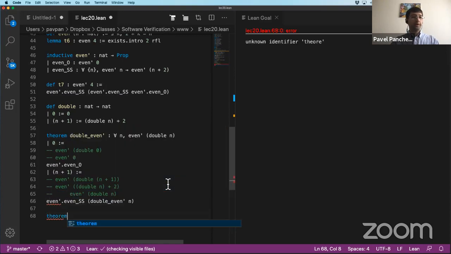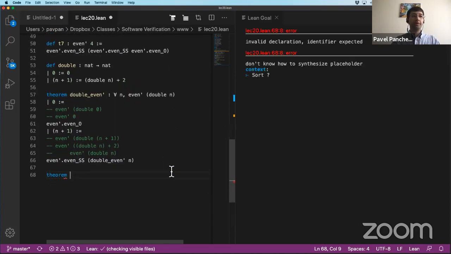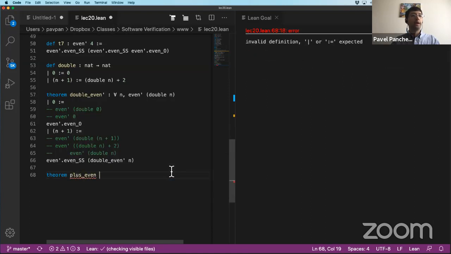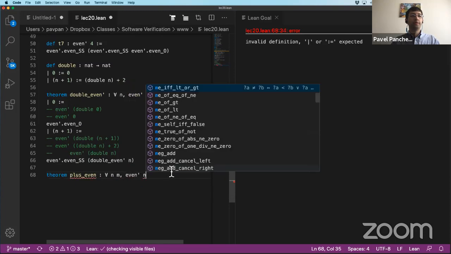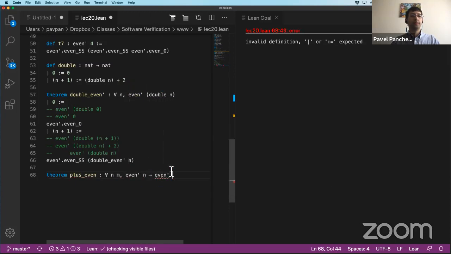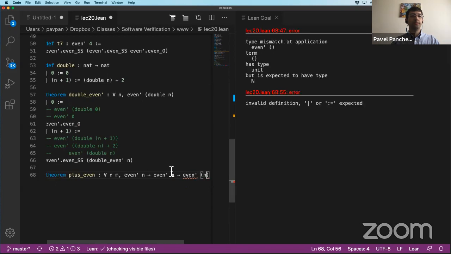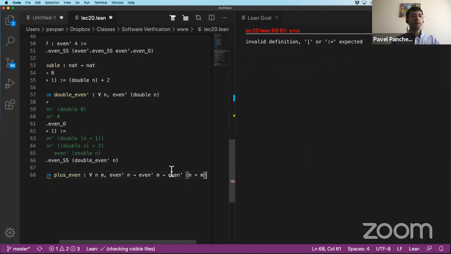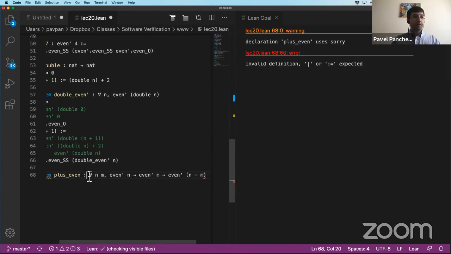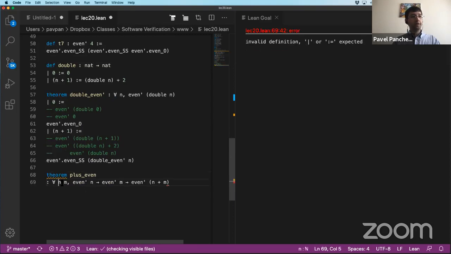Okay. In that case, let's do one more theorem about even numbers. In this case, I'm going to prove that adding even numbers yields even numbers. So what I'm writing here is that if I have two natural numbers, both of which are even, then their sum ought to be even as well. And we'll do this again by looking at cases.